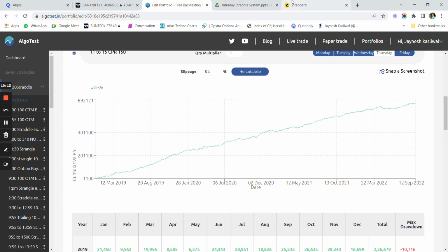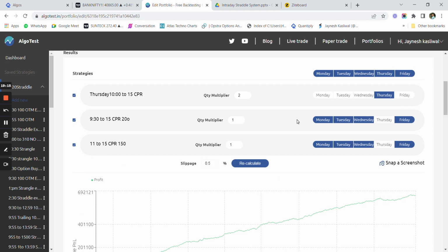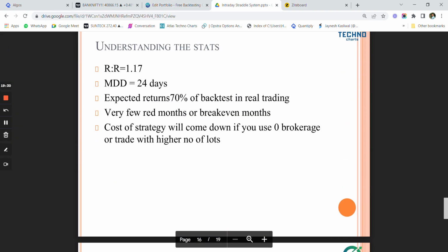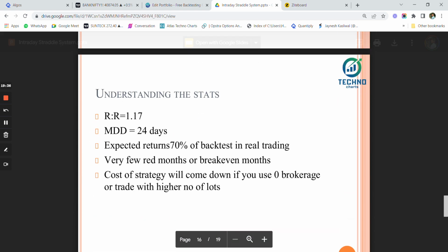So how do we optimize the strategy? You can optimize the strategy by changing the timings of the trade. Basically, you can optimize the strategy by adding TSL, by adding targets in the strategy. So there are a lot of ways that you can optimize the strategy, and there are very few red months that have been there in the past. The risk to reward ratio is good, the win ratio is good.